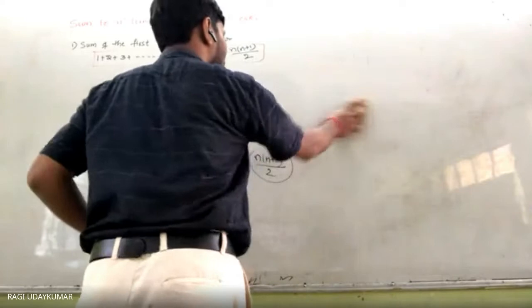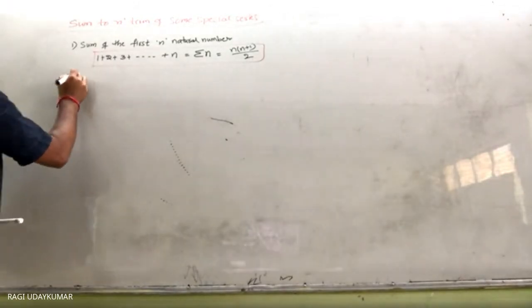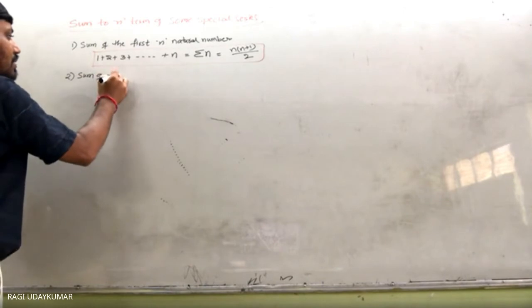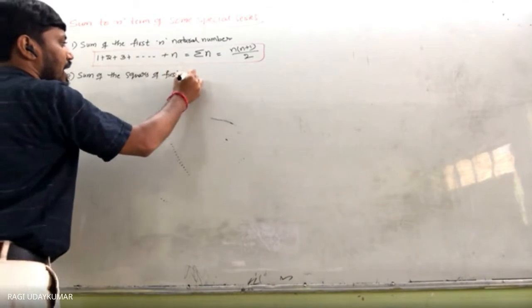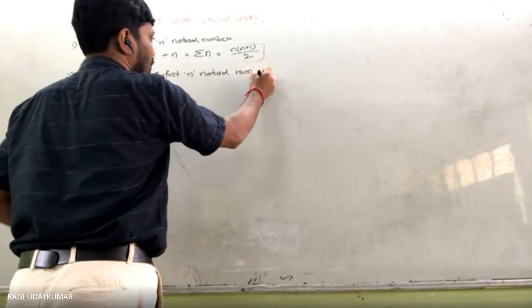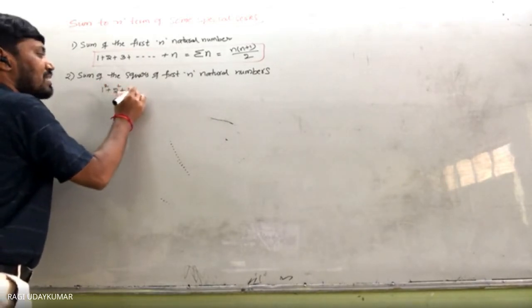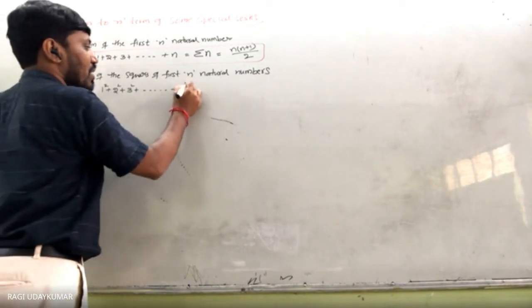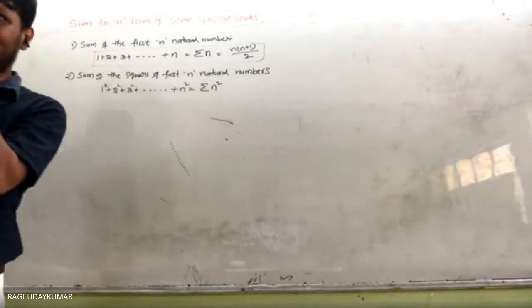Second one is sum of the squares of the first n natural numbers. So that is nothing but what here? 1 square plus 2 square plus 3 square plus and so on n square, which is represented by sigma n square. Usually it is represented by sigma n square.